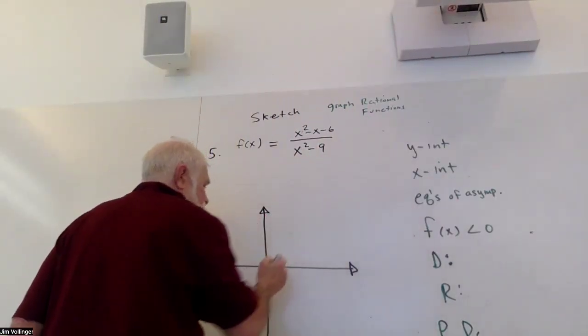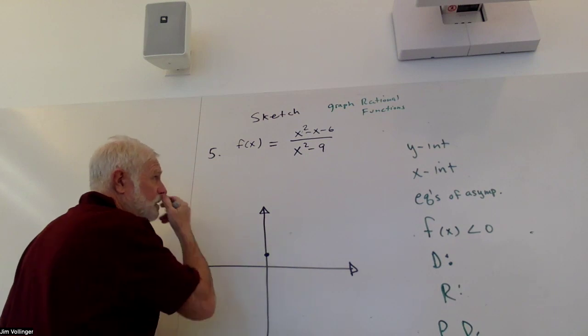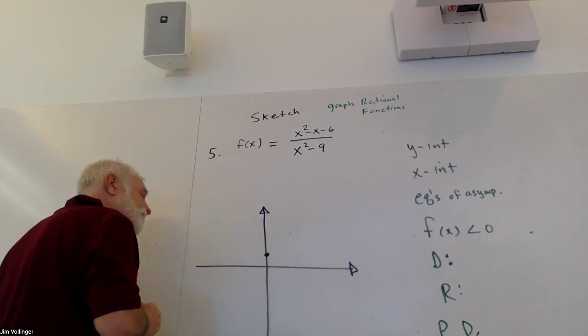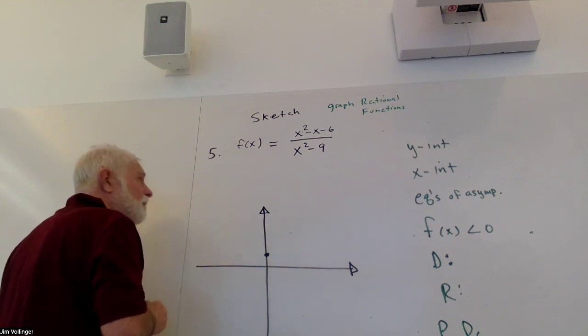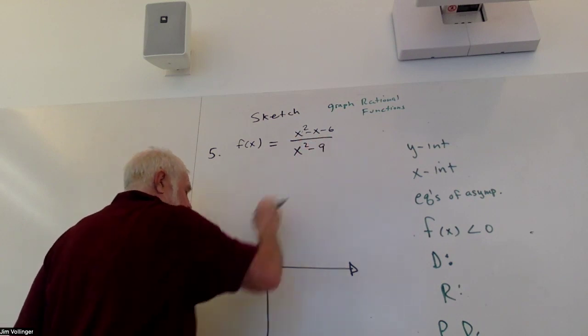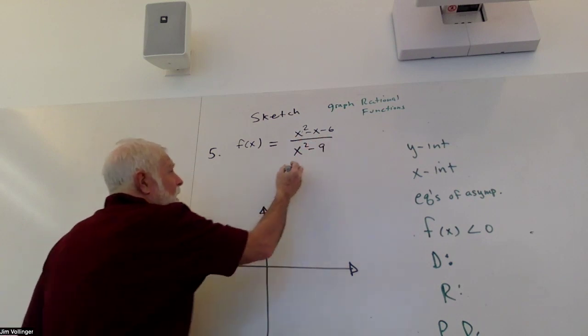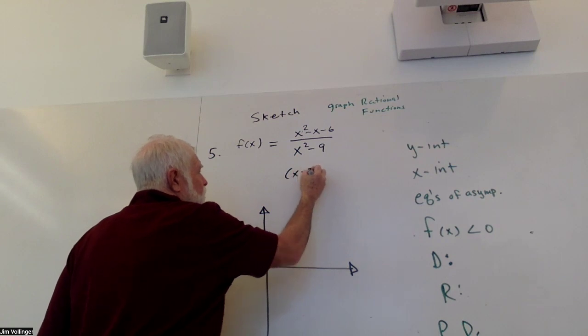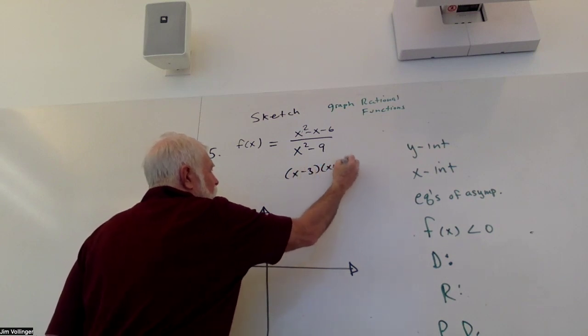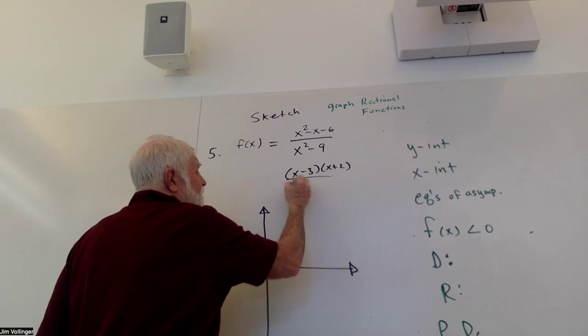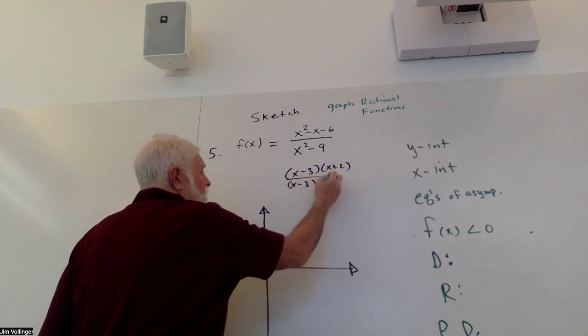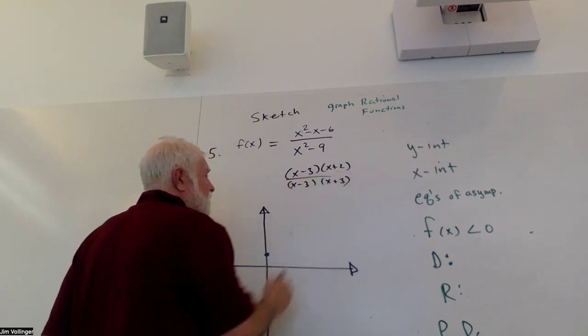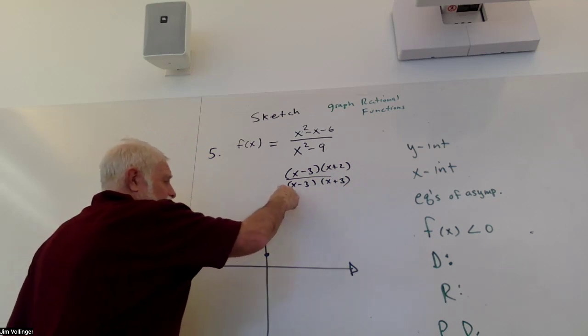-6 over -9, 2/3, y-intercept. See that? Nah, I'm not sure about that. Well, yes, I am. I can put a 0 in, so I am sure. But gotta be careful here. So x - 3 times x + 2 divided by x - 3 times x + 3. So we have a point of discontinuity at 3 something.